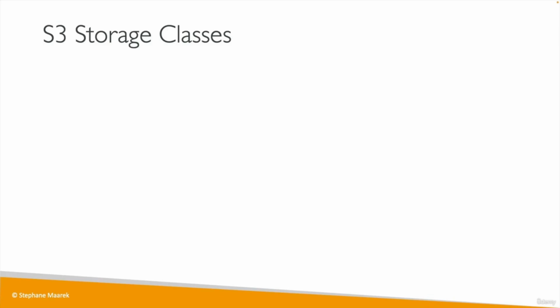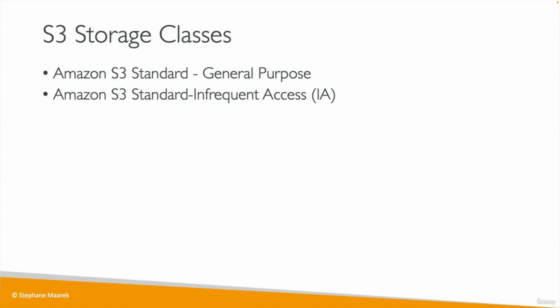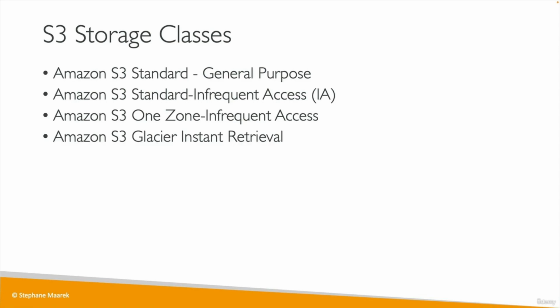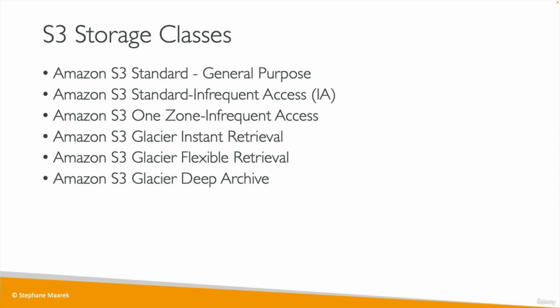Okay, so let's discuss the different storage classes we have for Amazon S3. The first one is Amazon S3 Standard, general purpose. Then we have Amazon S3 Infrequent Access. Then we have Amazon S3 One Zone Infrequent Access. Then we have Glacier Instant Retrieval, Glacier Flexible Retrieval, Glacier Deep Archive, and then finally the Amazon S3 Intelligent Tiering.